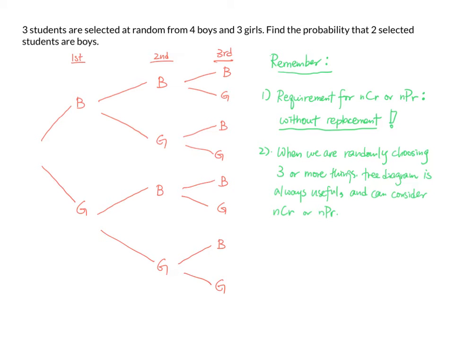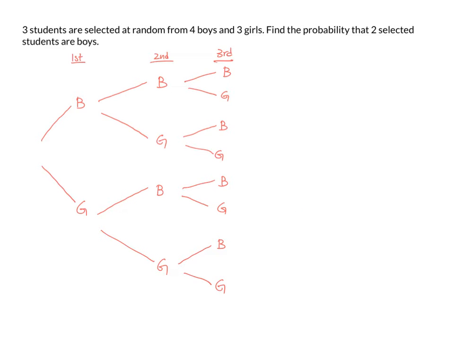The other tip is when we are randomly choosing 3 or more things, first of all, the tree diagram is always useful, and in this case you can consider nCr or nPr. If you are choosing 2, maybe not. So back to this example, we're choosing 3 students at random from 4 boys and 3 girls. What's the probability that 2 of these are boys?